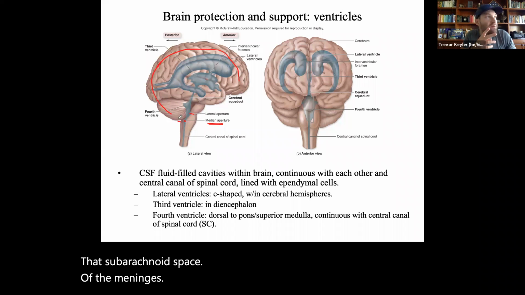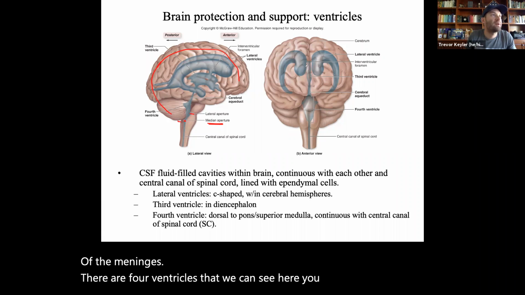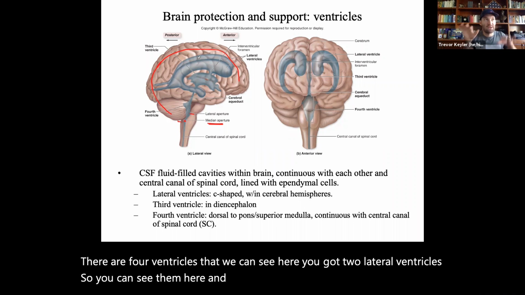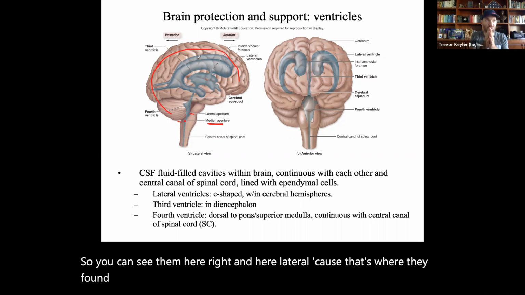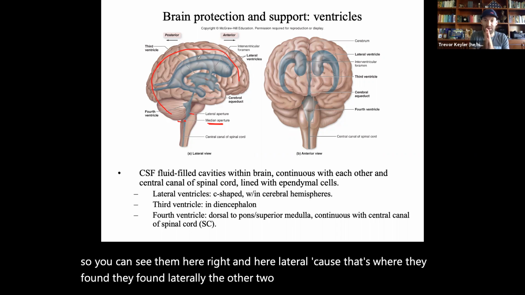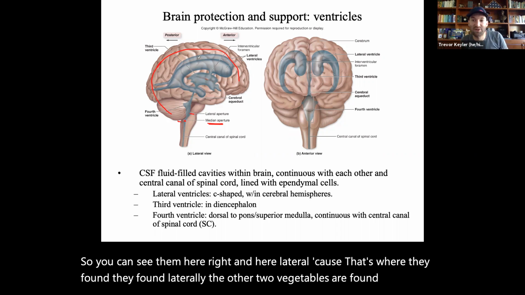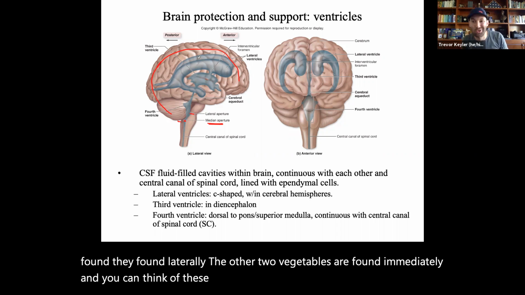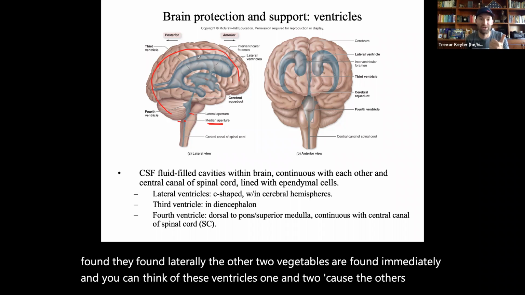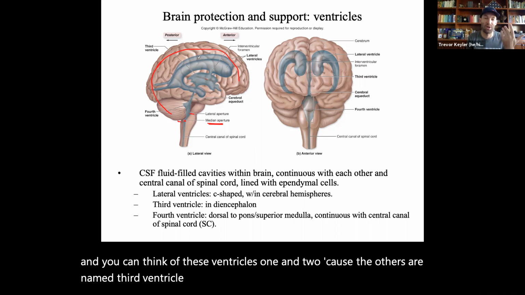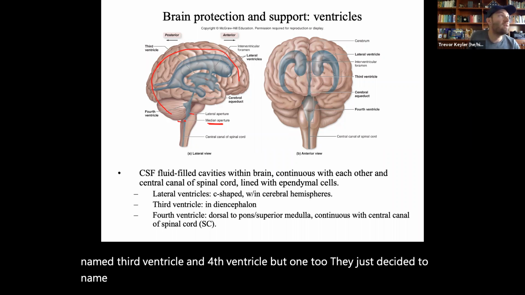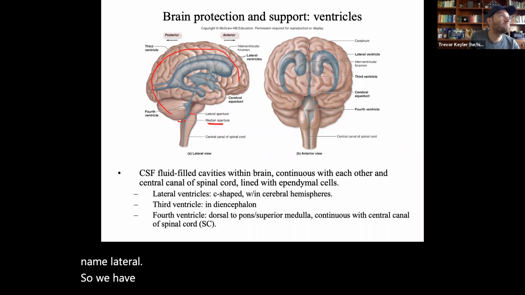There are four ventricles that we can see here. You have two lateral ventricles, so you can see them here, right? Lateral, because that's where they're found. They're found laterally. The other two ventricles are found medially. You can think of the lateral ones as ventricles 1 and 2, because the others are named third ventricle and fourth ventricle, but for 1 and 2 they just decided to name them lateral. So we have the third ventricle then, and then the fourth ventricle.